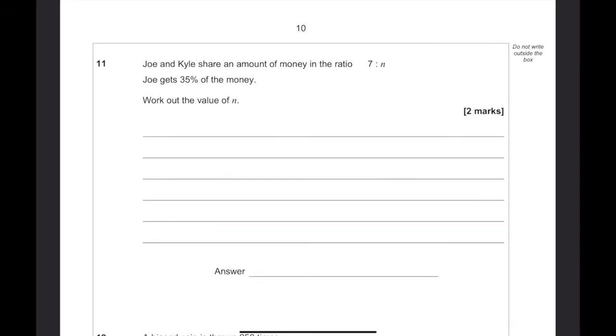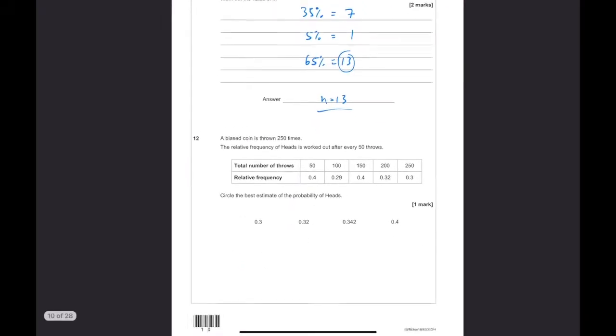Joe and Kyle share an amount of money in the ratio 7 to n. Joe gets 35% of the money, work out n. So 35% equals 7, and Kyle must get 65% of the money. So if we work out 5%, that's going to be 1. So 65% is going to be equal to 13, so n is 13.